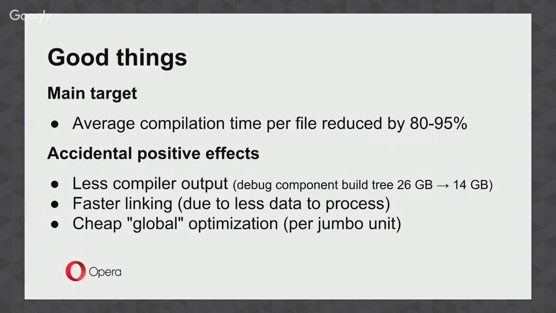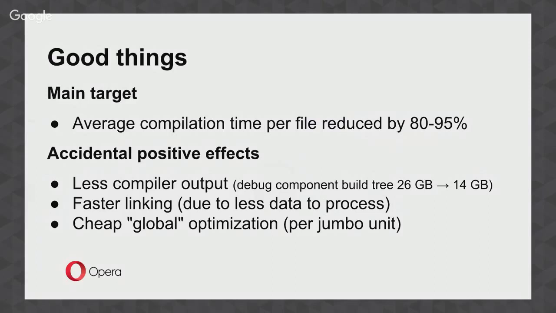We see improvements of compilation time. Compilation becomes somewhere between 5 and 20% faster per file. It depends a little bit on how big the files are. As I mentioned, in Blink the files are really small, so you get lots of overhead, and Jumbo does a lot for you. In V8, the files are really large, less overhead, so you get a smaller speed up.